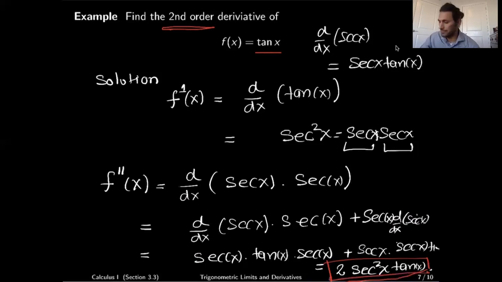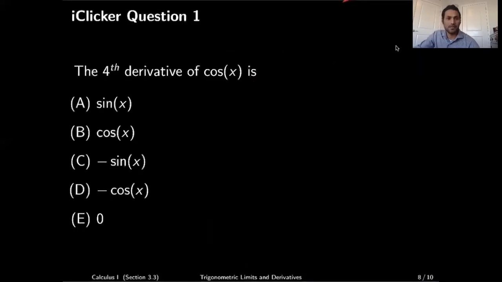Now I have a few more problems for you to practice. My first iClicker question is: what is the fourth order derivative of the function cosine of x? Pause the video for 1 or 2 minutes and practice on this question. If you have any questions, you can ask me in the comment section below.